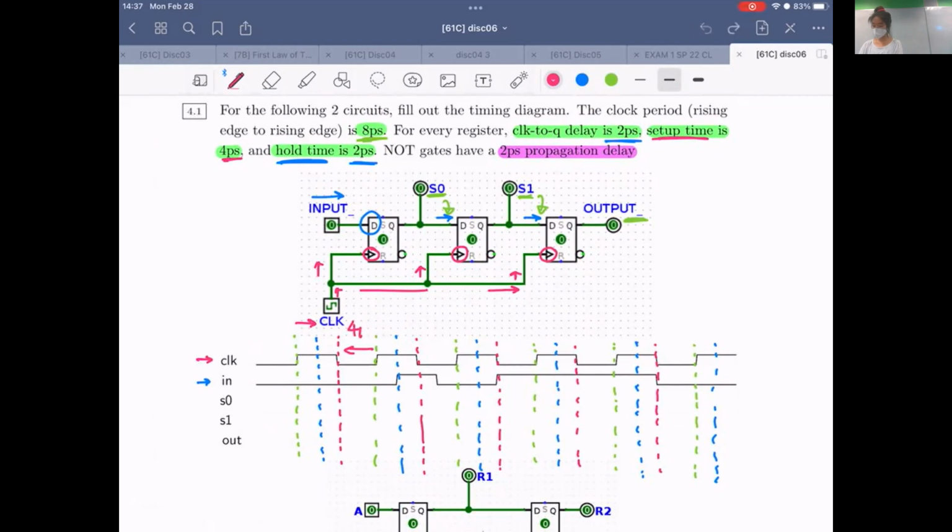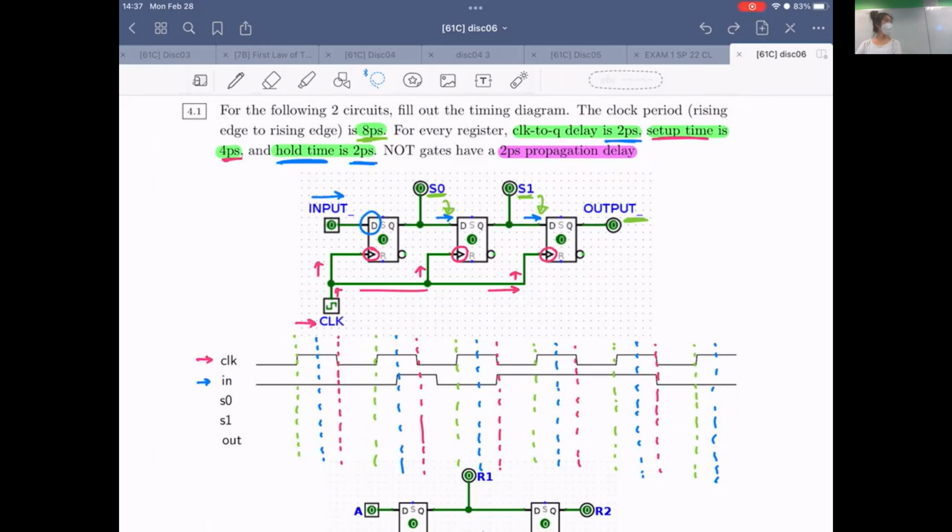Yeah, great question. So if our setup time were 3 picoseconds, then we would just shift this slightly, maybe here. So yeah, it's just a coincidence that it's on the falling clock edge.